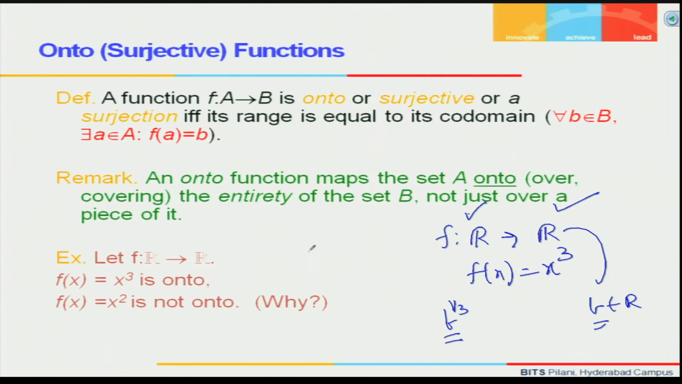But if you define f of x by x square, and f is from the set of real numbers to real numbers, then this function is not onto. Why? Because I have -1 in the set of real numbers. This -1 does not have any pre-image. The square root of -1 is not a real number. So this element does not have a pre-image in the set of real numbers. Hence this ceases to be an onto function.